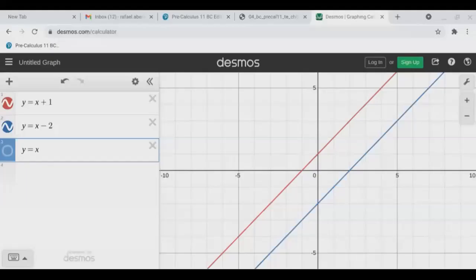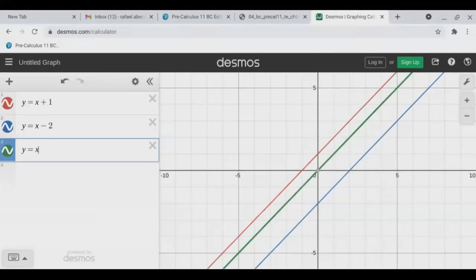So the red one is y equals x plus 1. The blue one is y equals x minus 2. Now you will notice here that I have y equals x, the third equation, but it has no graph. So I will click this. So now you see a green graph. Now guys, I want you to take a look at what I'm gonna do. So y equals x. Let me play around with this.